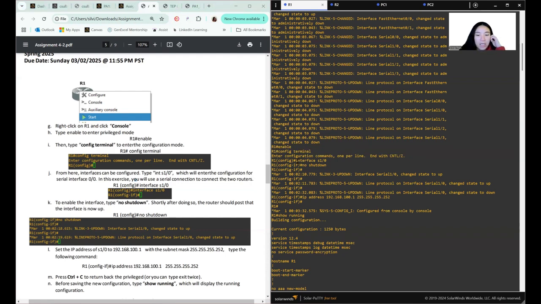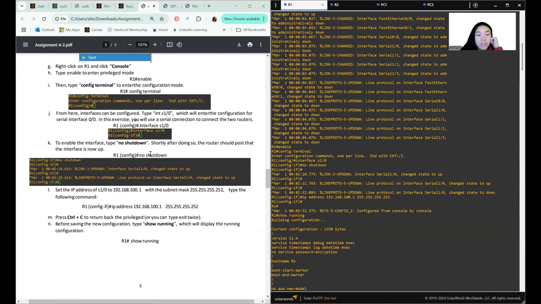From there, I accessed interface serial 1/0. Then I typed in no shutdown, which enables the interface, and it should say that the interface is now up. Then I entered the IP address that we wanted to assign to the interface, which in this case is for the serial 1/0.